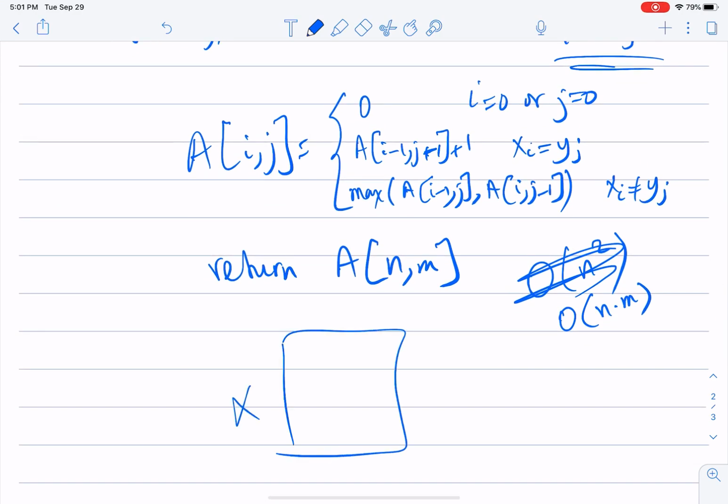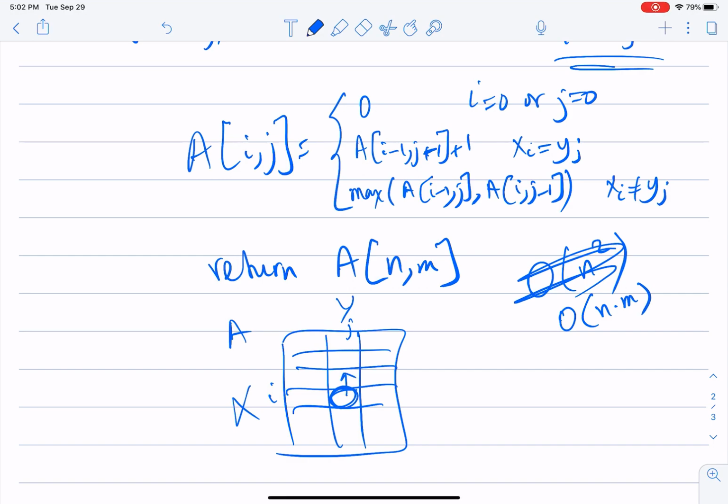So we can have the x here and the y here, and this is A, and ij would be here. And at every point here, we are looking at one of three values. If you want to look at A of i minus 1, j, it's this entry. If you want to look at A of i, j minus 1, it's this entry. If you want to look at A of i minus 1, j minus 1, it's this entry here. And each one of them, it's O of 1 to look up these values. So this would be an algorithm for the longest common subsequence.